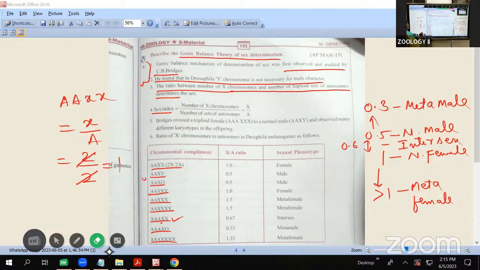We observe here, for example, AAXX. In this, how many X chromosomes are there? X chromosomes are 2, and the autosome sets are 2. Total, the ratio we calculate is 1. Here also, 2 X chromosomes and 2 autosome sets, so the ratio is 1. That's why they are normal females.